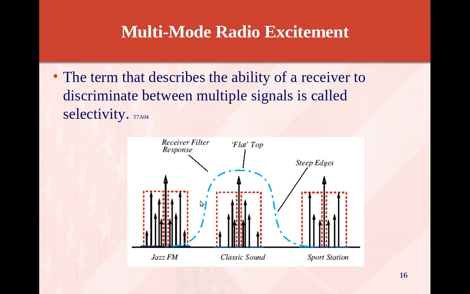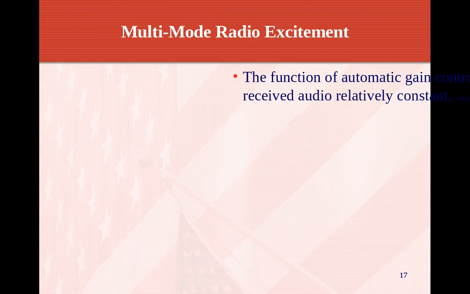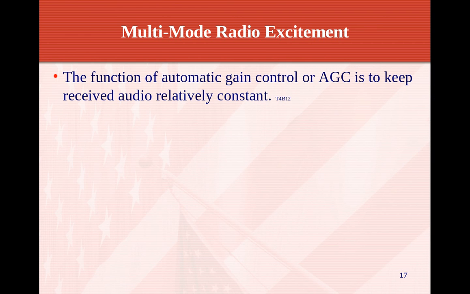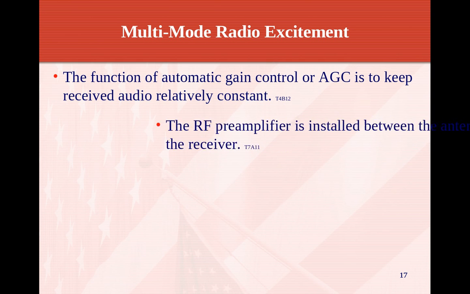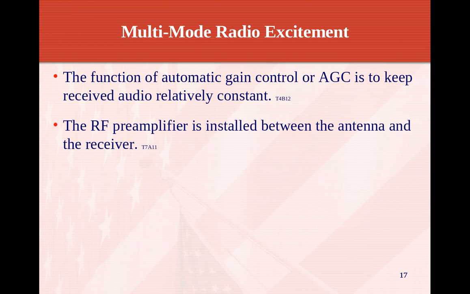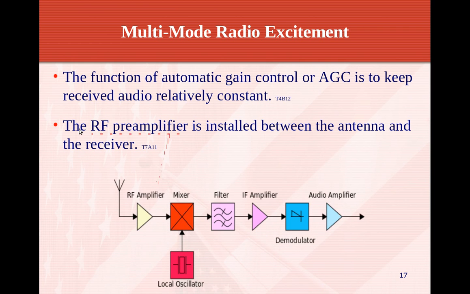The term that describes the ability of a receiver to discriminate between multiple signals is called selectivity. The function of an automatic gain control, AGC, is to keep the received audio relatively constant, so it doesn't fade in and out. It prevents fading in and fading out. The RF preamplifier is installed between the antenna and the receiver. So here's a block diagram of a receiver. You have the antenna, the RF preamplifier, and that goes into the mixer.